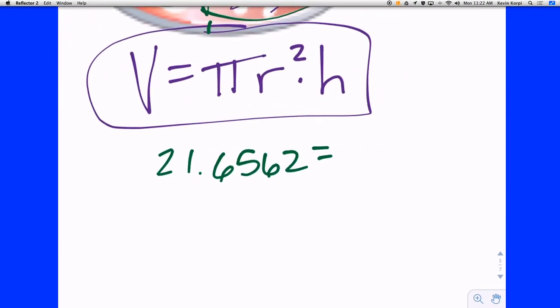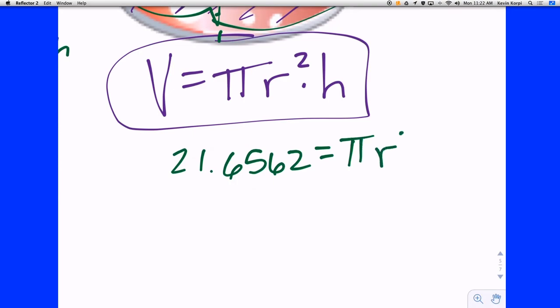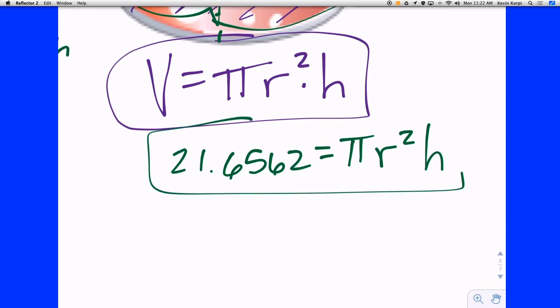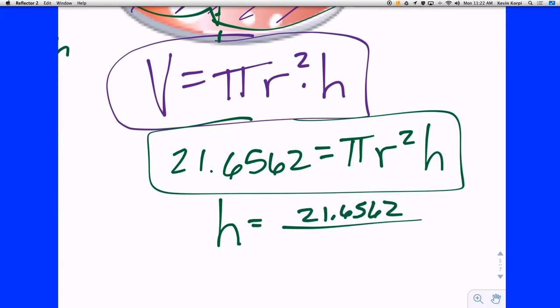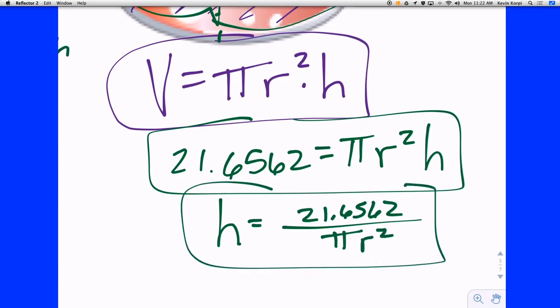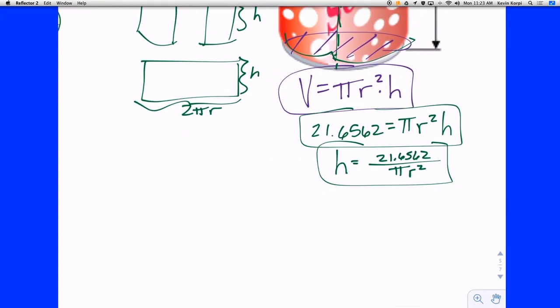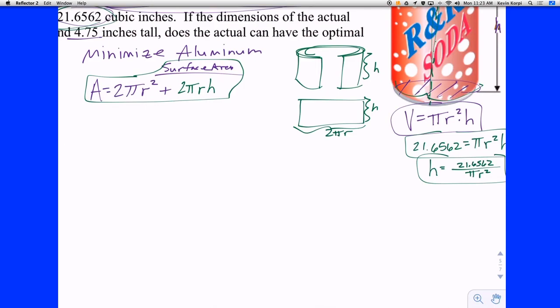21.6562. That is the required volume that it needs to hold. So we set the pi r squared h equal to that, and now we have our constraint equation. This one is easier to solve for h. It's also the one that I wanted to solve for to plug in, so that's win-win. So we get h equals 21.6562 all over pi r squared. And that's the one I'll come back to if I need to figure out the height at the end. But for now, that's what I'm plugging in over here.